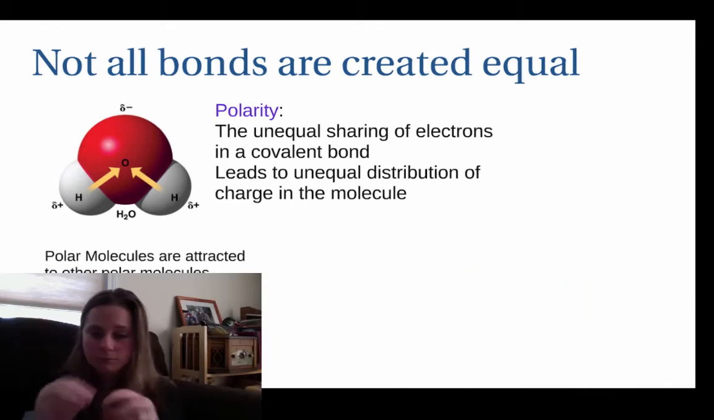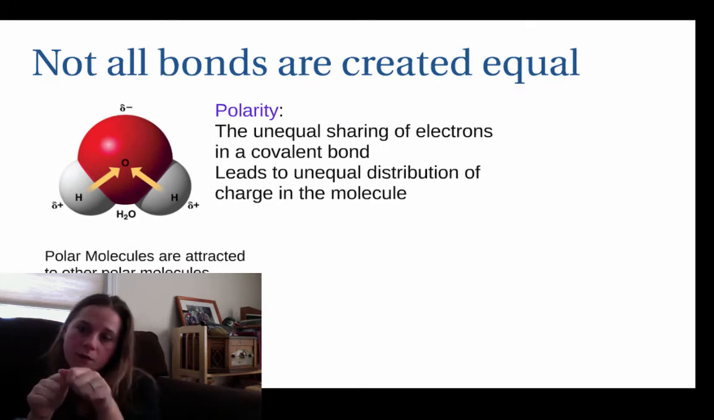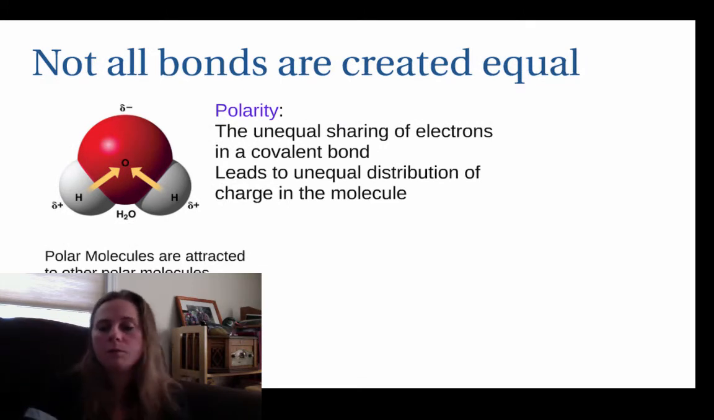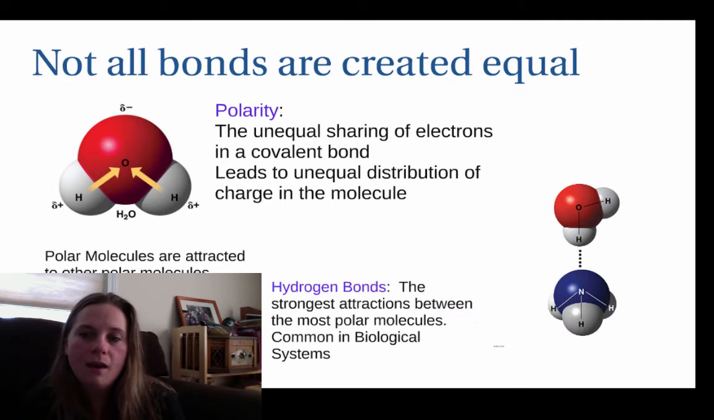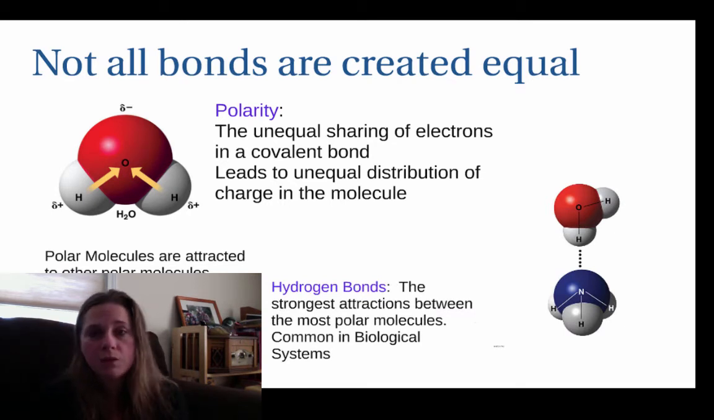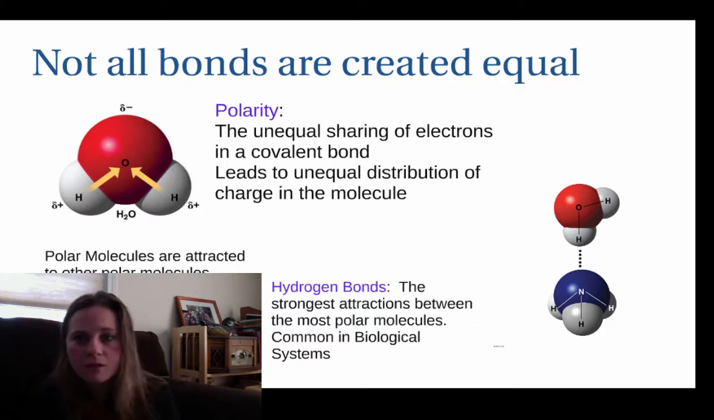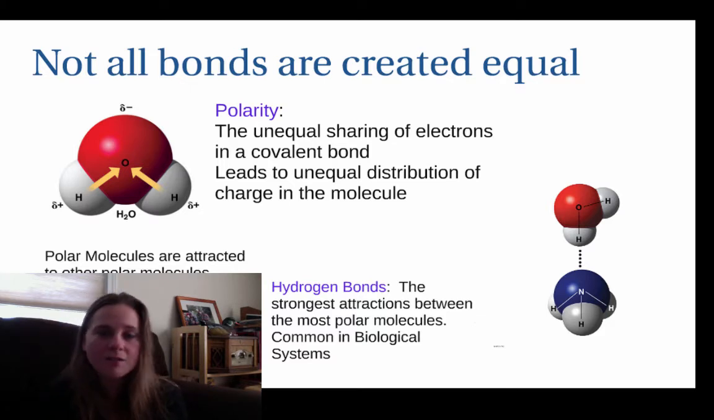So just like little magnets, right? And a little negative area is going to be going to a little positive area. And this sets the stage for hydrogen bonds. And I think you remember the importance of hydrogen bonds. These are the attractions. It's not a bond. It's not a chemical bond, but it's an attraction between the polar regions of molecules.